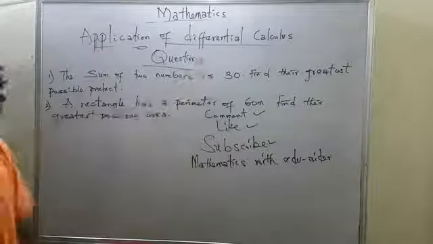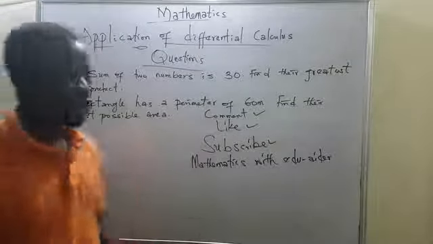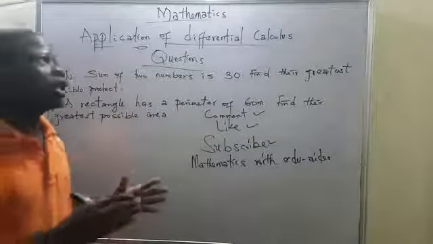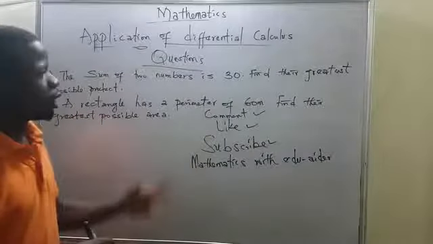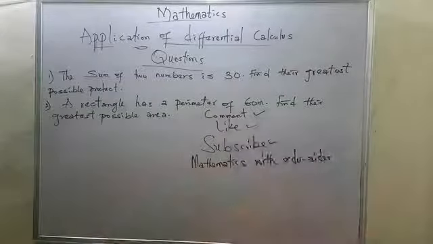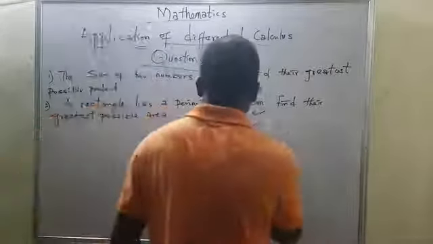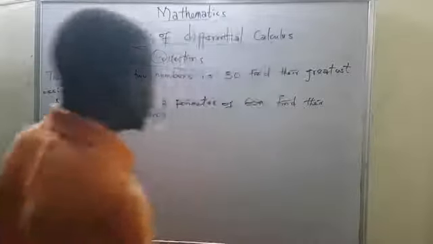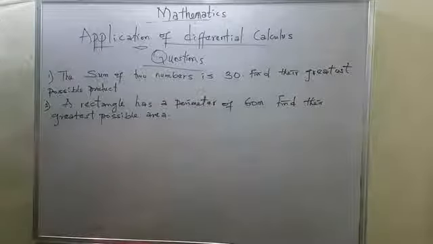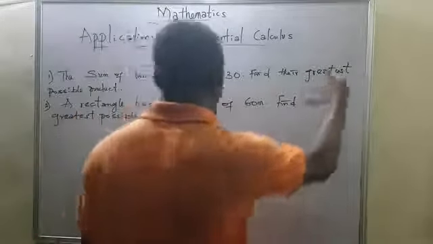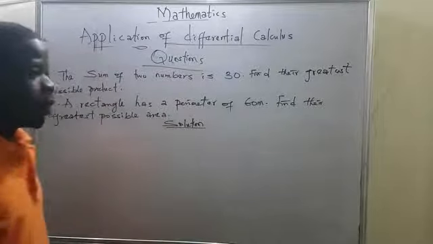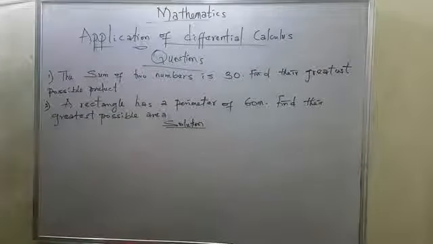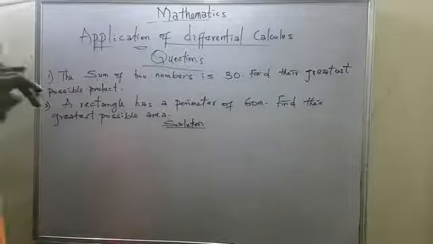We are still under application of differential calculus. I just want to pick two questions that relate to the application, because I've treated a lot of aspects of it. I just pick out two questions to buttress this part of application of differential calculus. Now, if you have a question that is tailored in this form, like: the sum of two numbers is 30, find their greatest possible product.